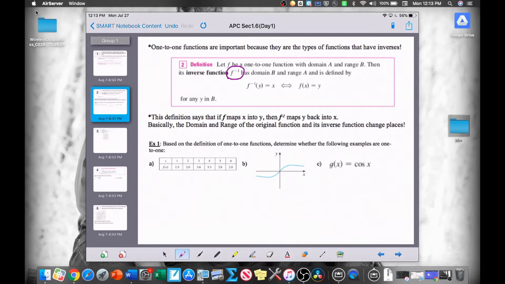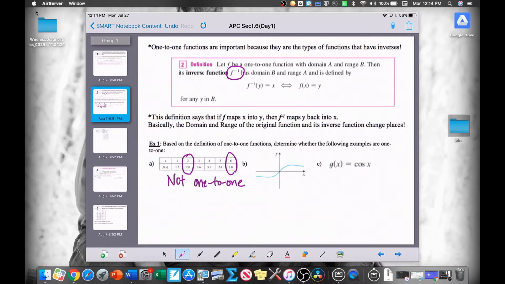If we look at example 1, we have 3 different situations here, and we have to decide if the table, the graph, or the given equation represent functions that are one-to-one. So let's look at letter A. We have a table of values, and I am looking at the x's and the y's. Now the first thing I notice is all of my x values are unique, therefore this is a function. But are all of my y values unique? And hopefully you notice right away that when x is 2, my y value, or my f of x, is 2. And when x is 6, again, I get a y value of 2. So that tells me that this is not one-to-one.